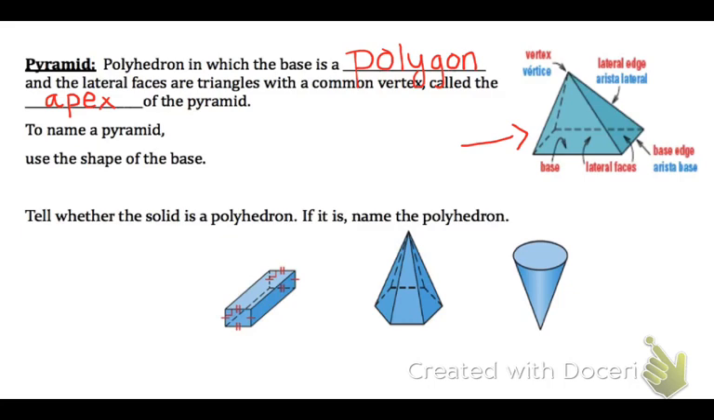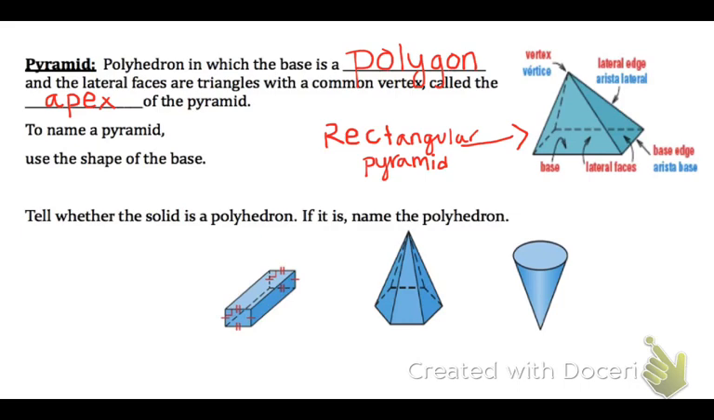So looking to the right, I have a pyramid, and we're going to look at the shape of the base, and the shape of my base is a rectangle, so we have a rectangular pyramid. That picture has also labeled the lateral edges, the base edges, and the lateral faces.